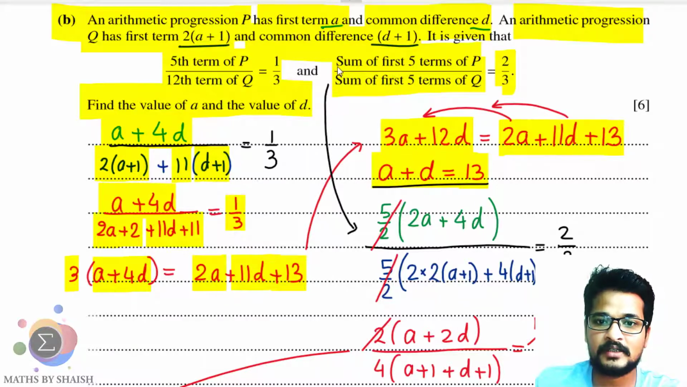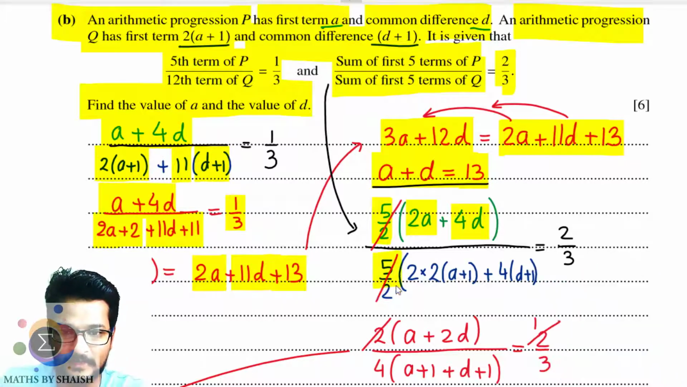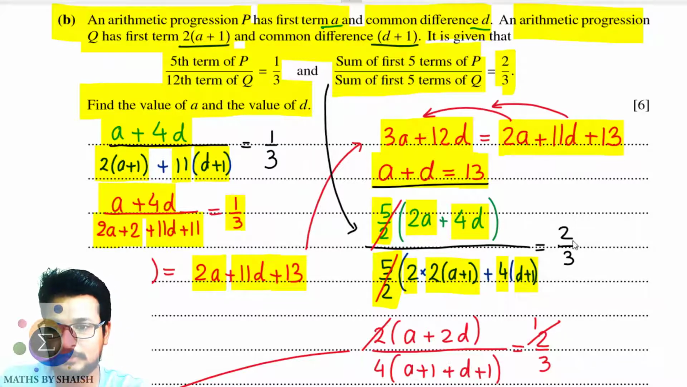And from the second condition, the sum of the first 5 terms. So 5 by 2, 2 times a plus 4d. And the sum of the first 5 terms of Q. For Q, the first term is 2 times a plus 1, and the common difference is d plus 1. So it is 5 by 2, 2 times 2a plus 1, and 4 times d plus 1. So it is equal to 2 by 3, given.